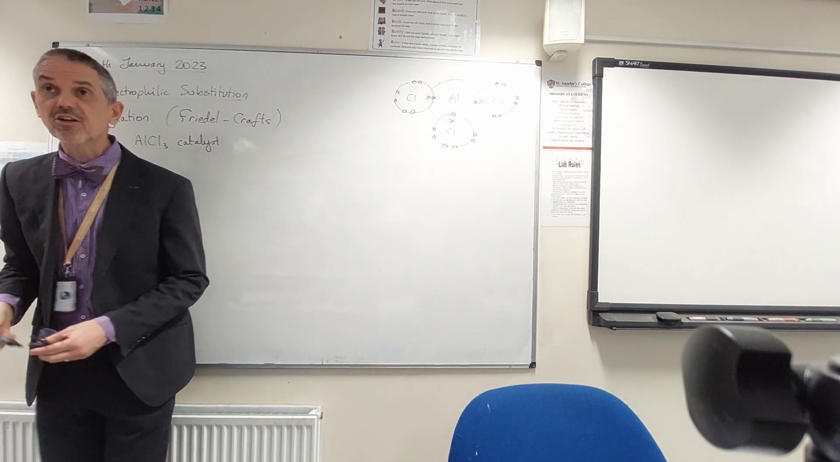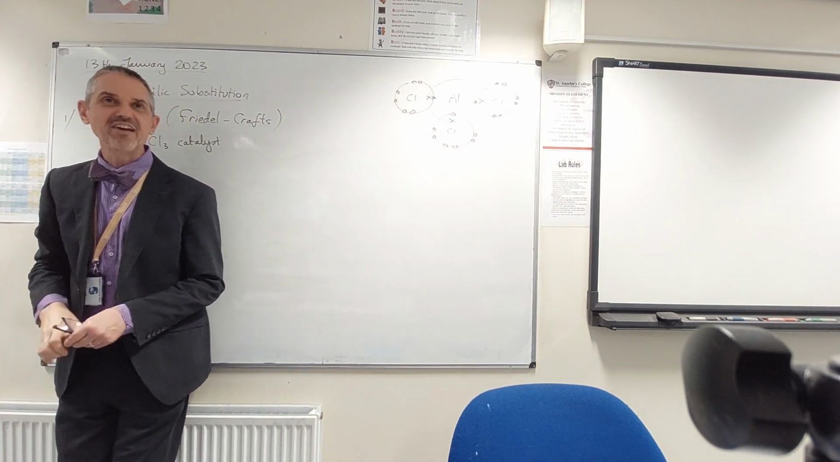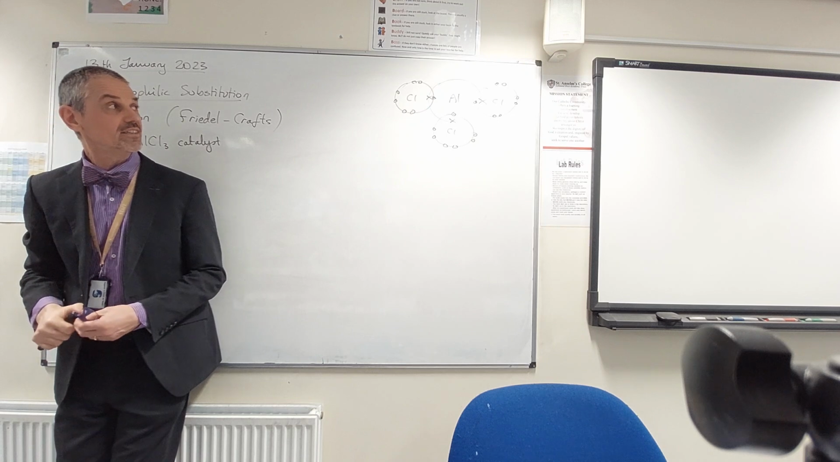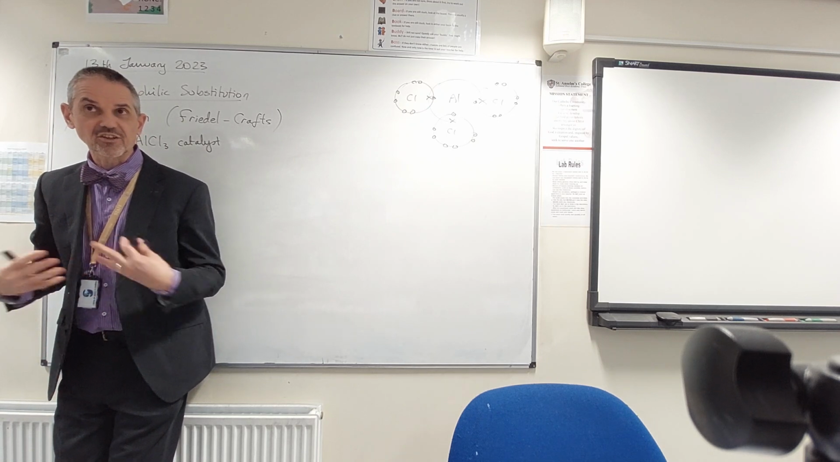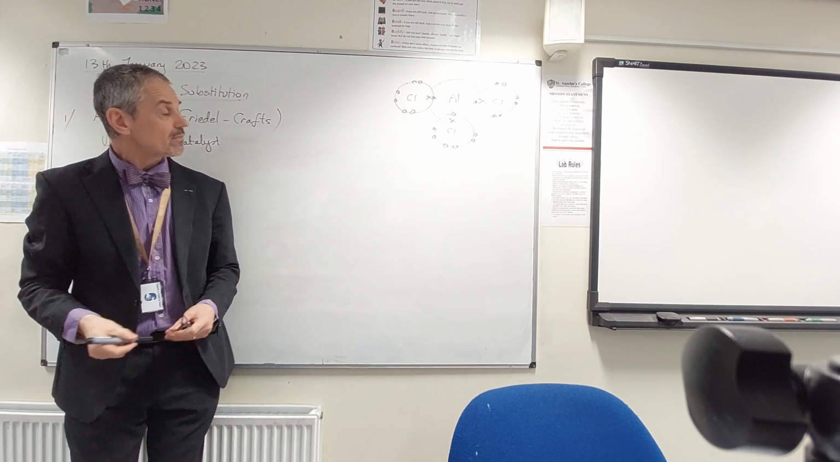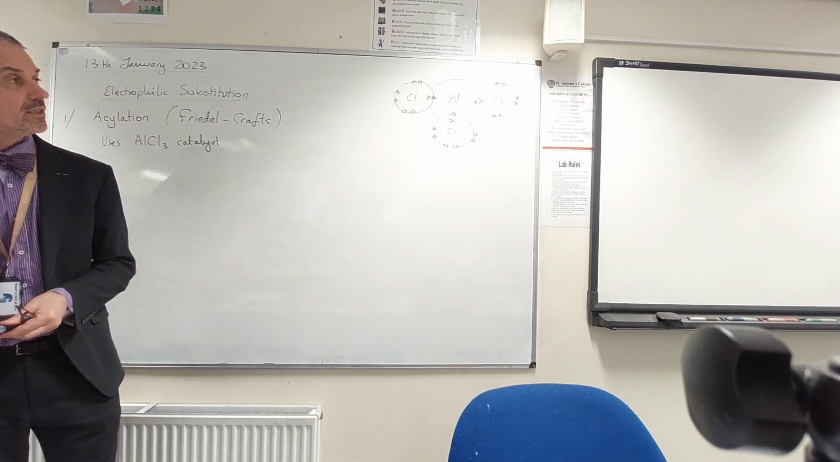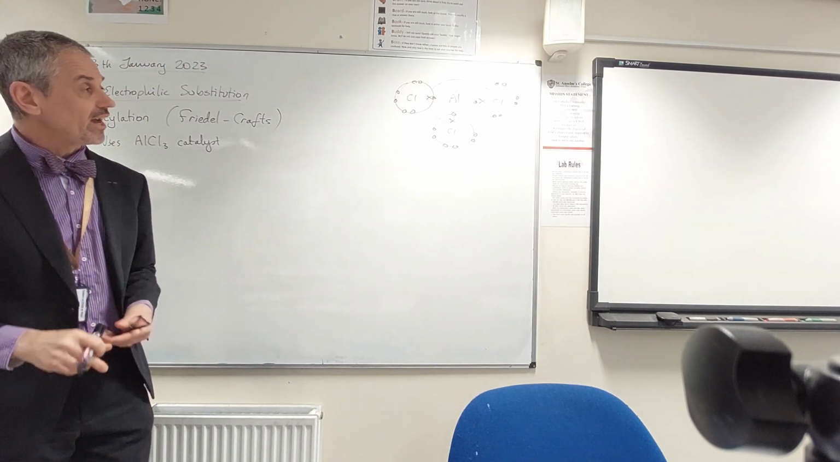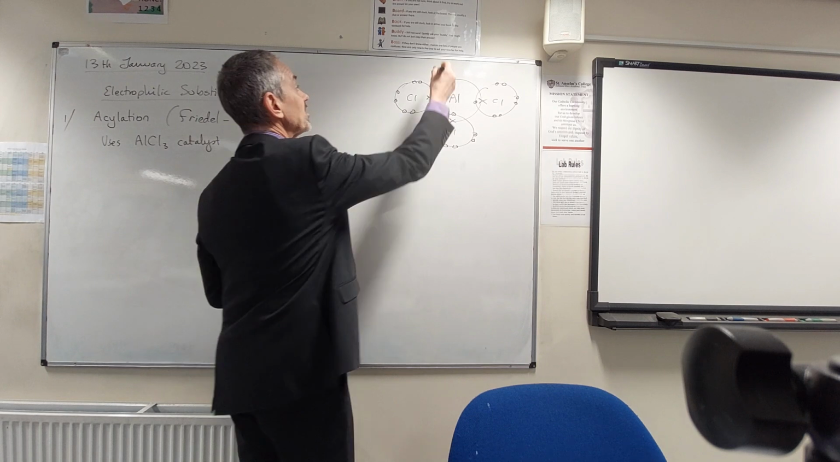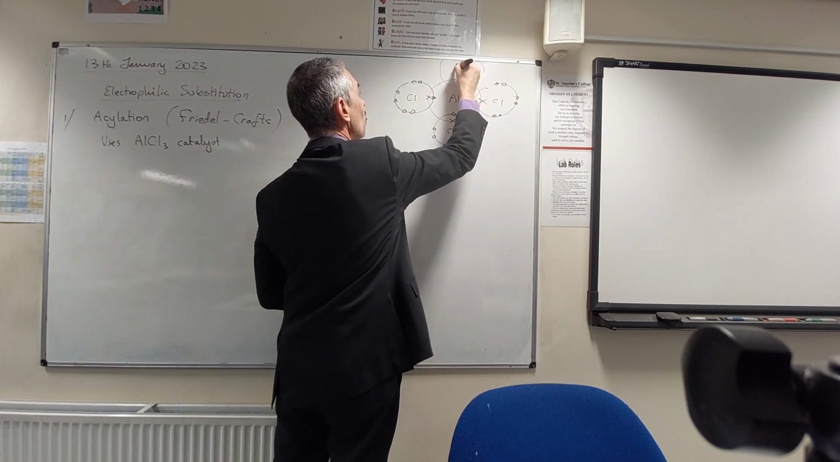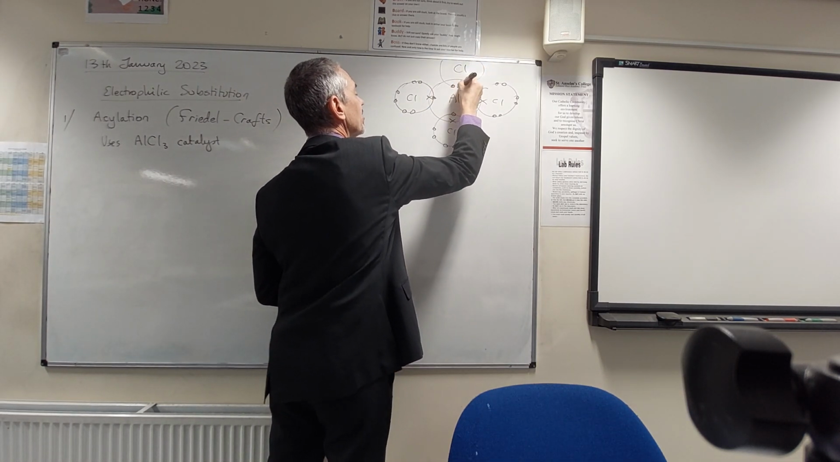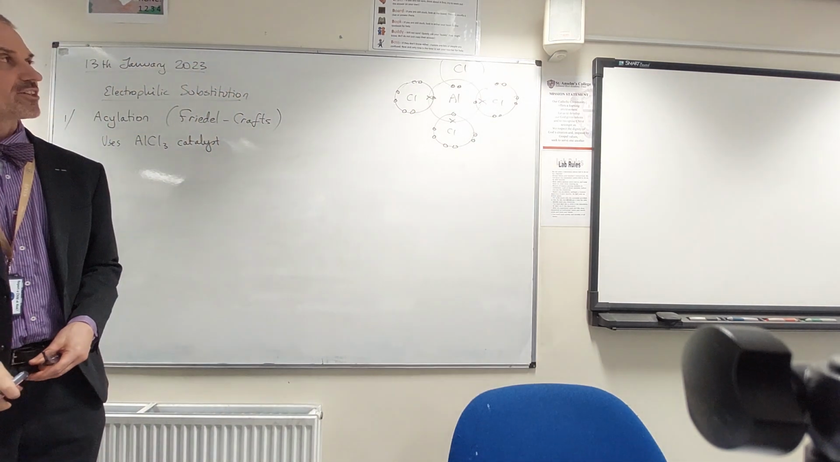But that leaves aluminium with a vacancy in its outer shell. It's only got 6 electrons. It's not a complete outer shell. That allows, I haven't left myself enough space, have I? But that allows another chlorine to come along and fill that outer shell.